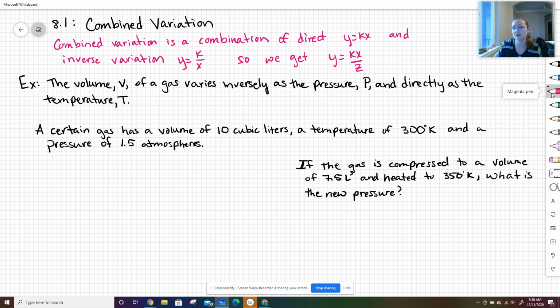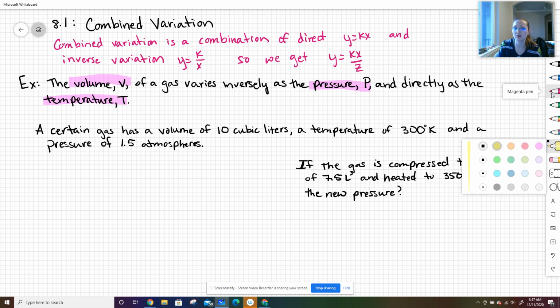So with that, let's talk about an example. The nice thing about these problems is it will tell you which is which. So it says the volume V of a gas varies inversely with the pressure P and directly as the temperature T. So let's talk about what are our three variables. We have the volume, we have the pressure, and we have the temperature. Those are going to be our y, x, and z. Not necessarily in that order.